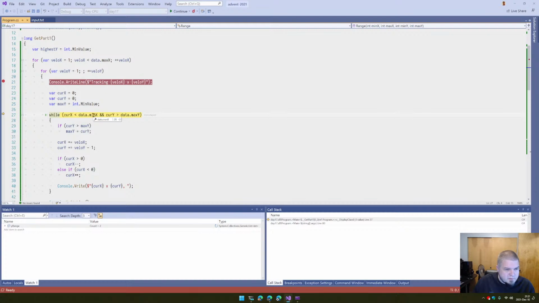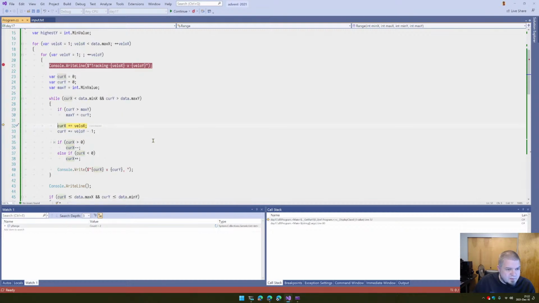So current x is clearly less than the minimum x. Current y is clearly greater than the max y. So if current y is greater than our big max, that'll put us at 0, right? So now x is at 1, y is at 0. Oh, because that's actually okay. Oh, no, it's really not. Because this will drop us back.